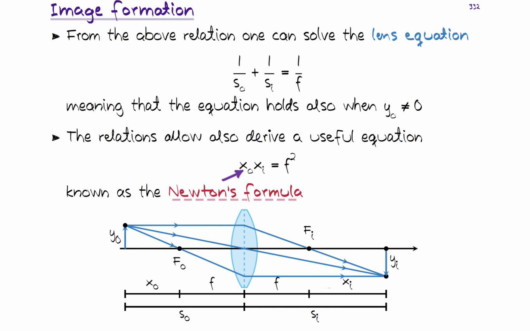And please remember, what is the difference between SO and XO? SO is the total distance from the object to the principal plane of the lens, and XO is the distance, the length between the object point and the first focal plane.